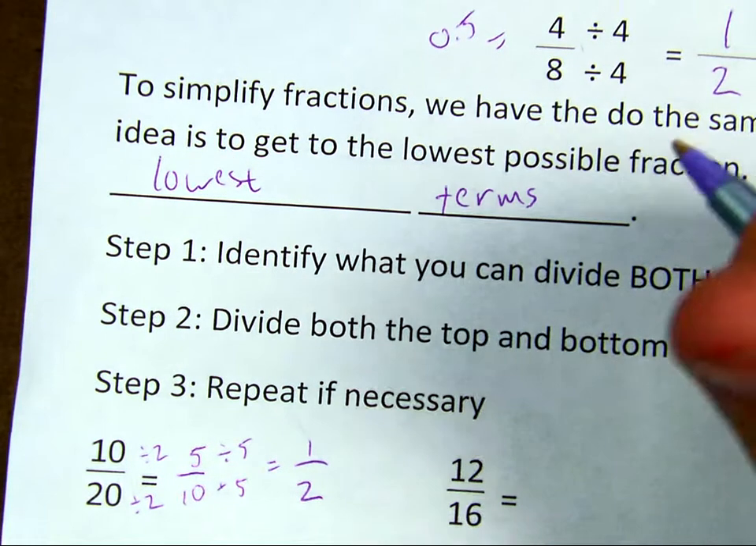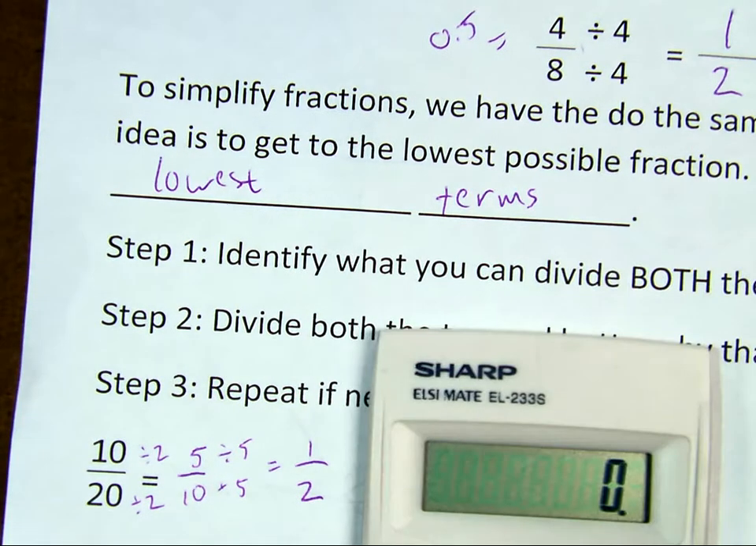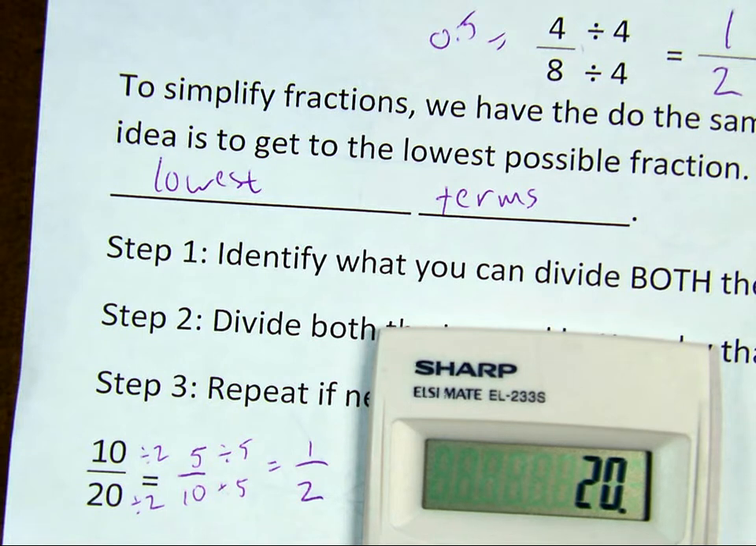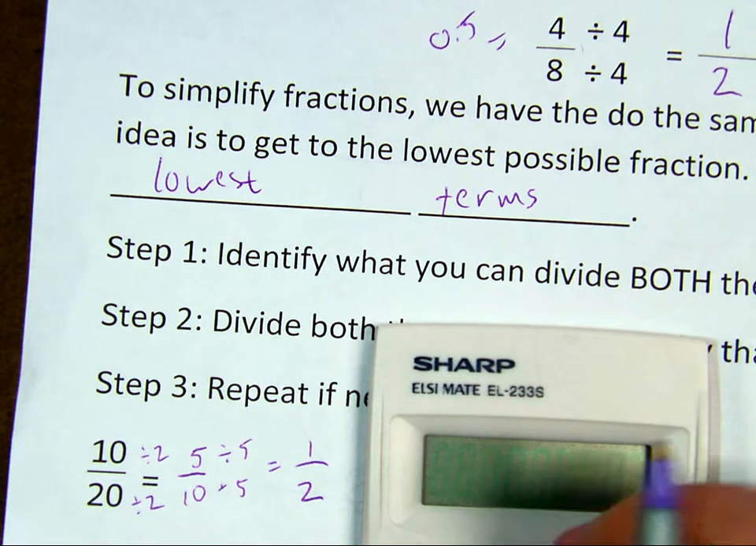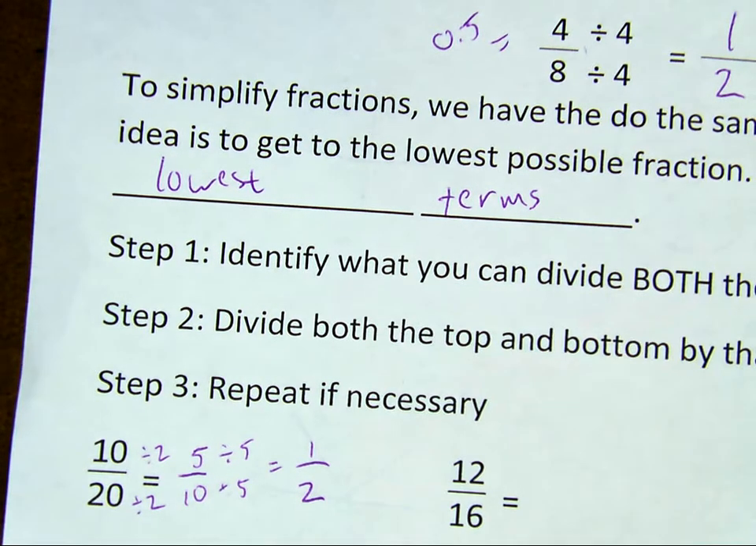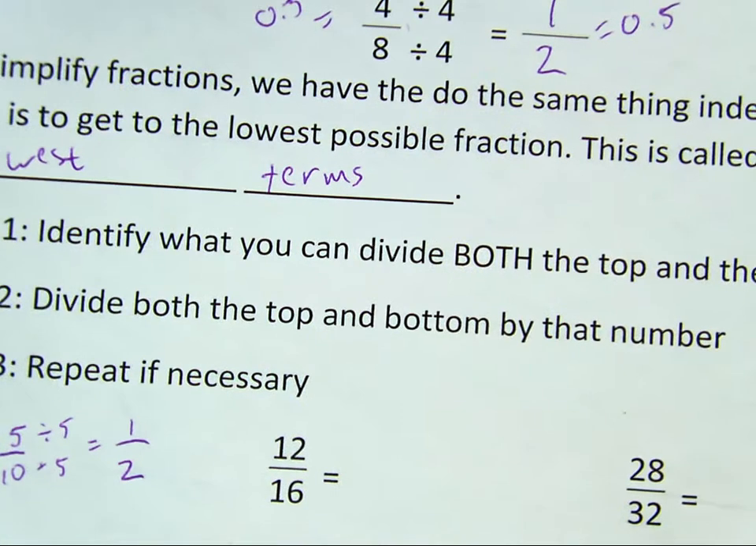If I want to check it, I'll find 10 divided by 20 is 0.5. 1 divided by 2 is 0.5. They are exactly the same. They are equivalent.